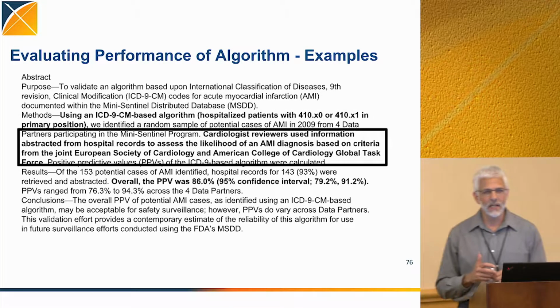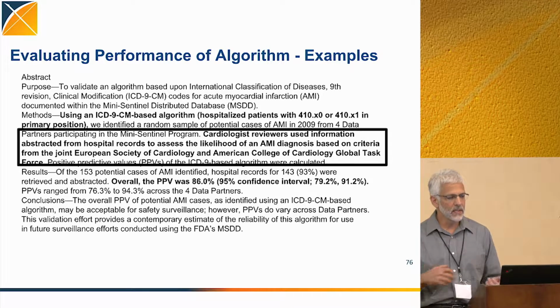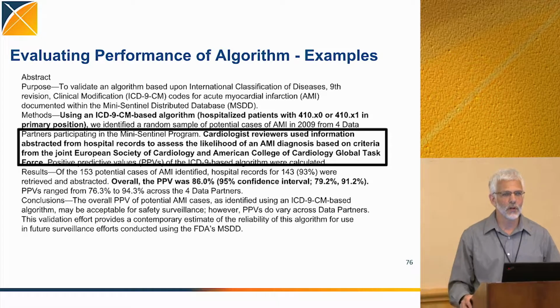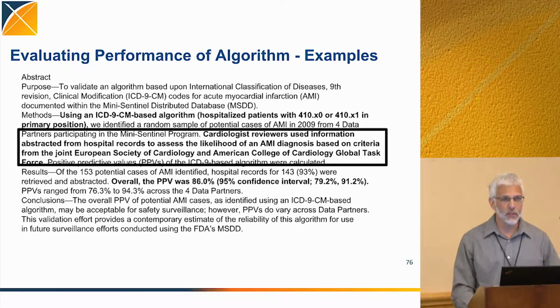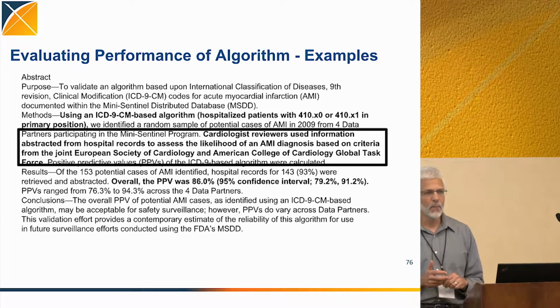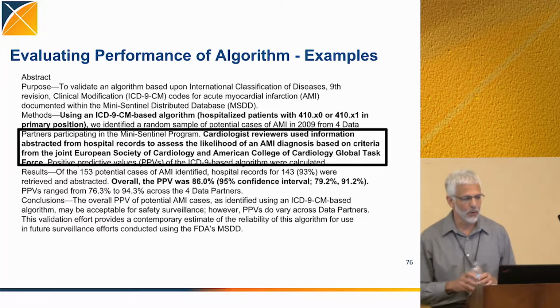The way that they determined the truth is that a bunch of cardiologists reviewed all the case records for these patients. So that was the truth as determined by these reviewers. And then they came up with the results, and they reported a PPV of 86% for their phenotype algorithm.